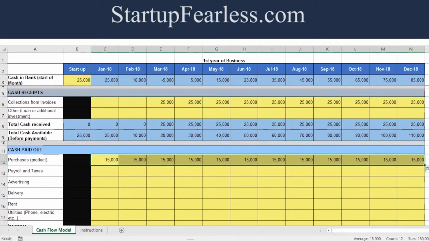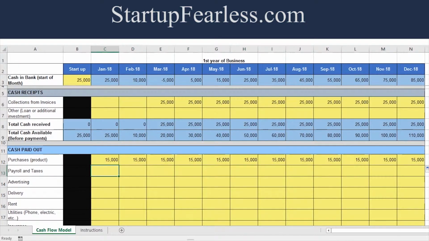And we start to see a problem as we put this in because we know that we are paying out $15,000 per month, but since the customer is only paying on net 60 terms, the first 2 months we're not going to have any income and we're not going to start seeing our payments until the third month through the end of the year. The next column is for payroll and taxes.